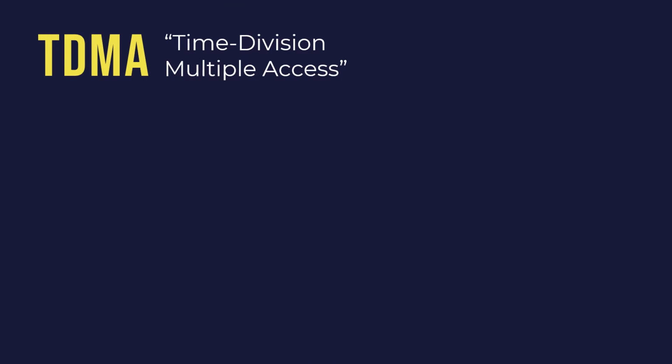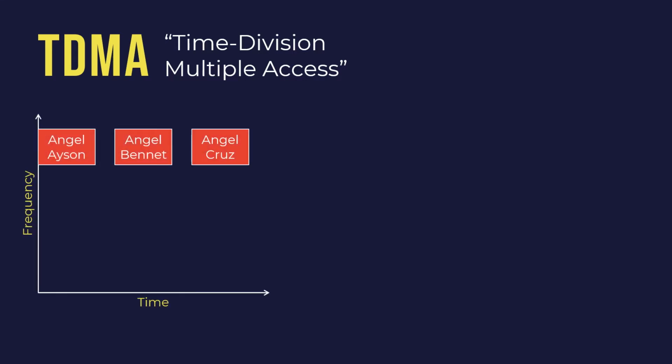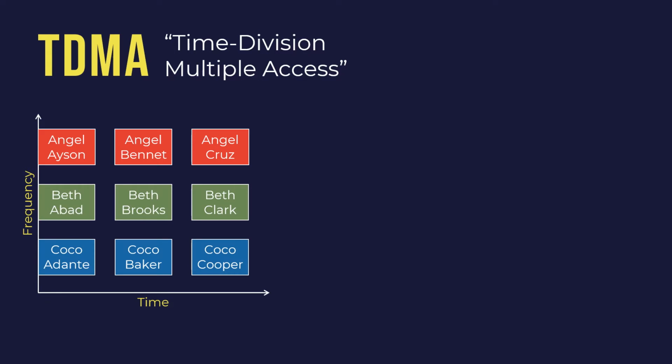TDMA, short for Time Division Multiple Access. Visually, it divides the time axis and time slots are allotted to multiple users. Here, different people use not only different frequencies but different time slots as well. Thus, unlike the 1:1 user to channel ratio of FDMA, TDMA has multiple users in one channel.